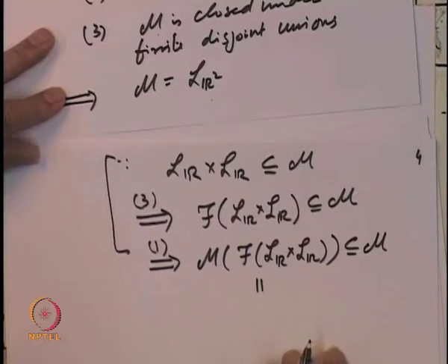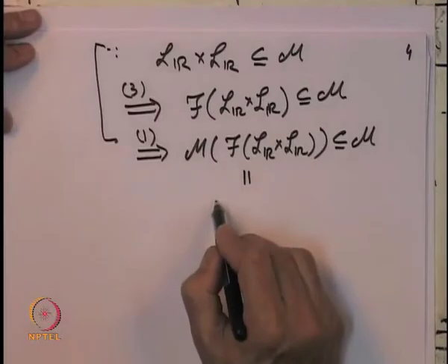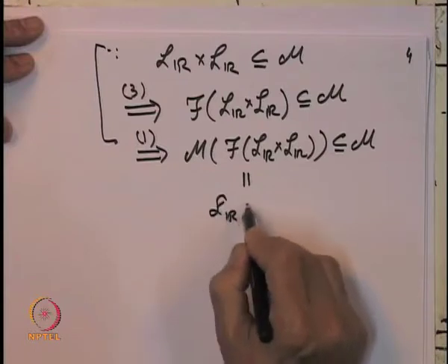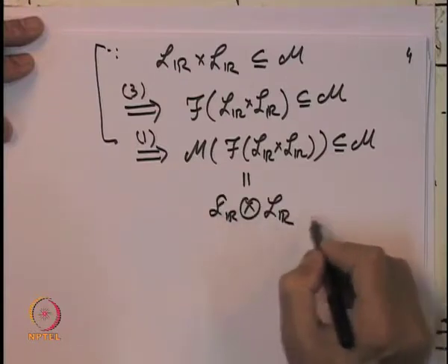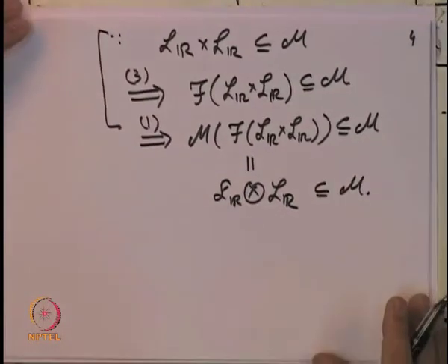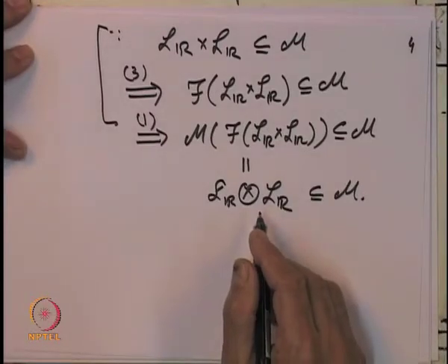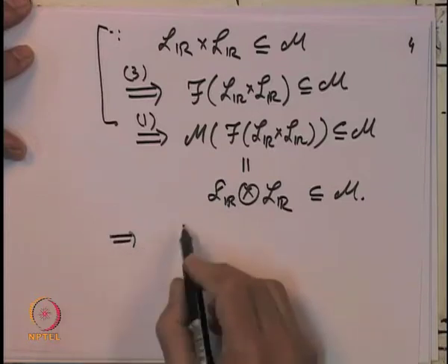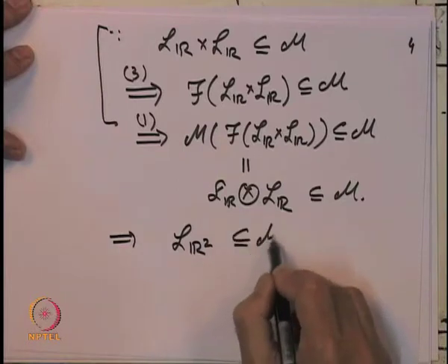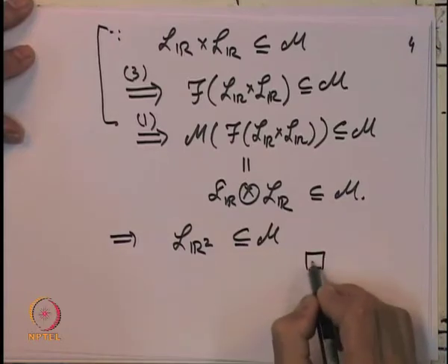But our monotone class theorem says that this is nothing but the sigma algebra generated by this class. So, this will imply that L r, the product sigma algebra, Lebesgue measurable sets cross Lebesgue measurable sets, is inside M. And now, once again one shows that this is also true for null sets. So, it will hold for the completion. So, that will imply that L of R 2, which is the completion of this, is also inside M. So, that will prove the required result.